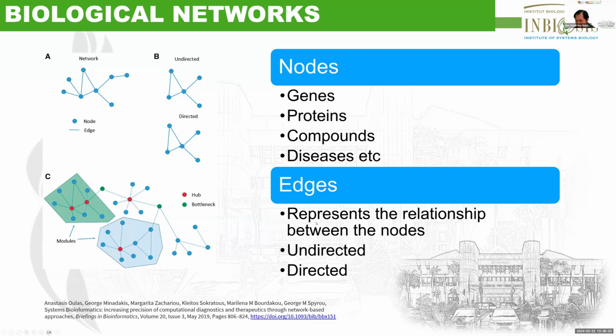And the edges can also be directed if you know what controls what. So this basically depends on the data set. For example, in a gene regulatory network, the networks are directed because we know which gene regulates which, or which transcription factors regulate which genes.